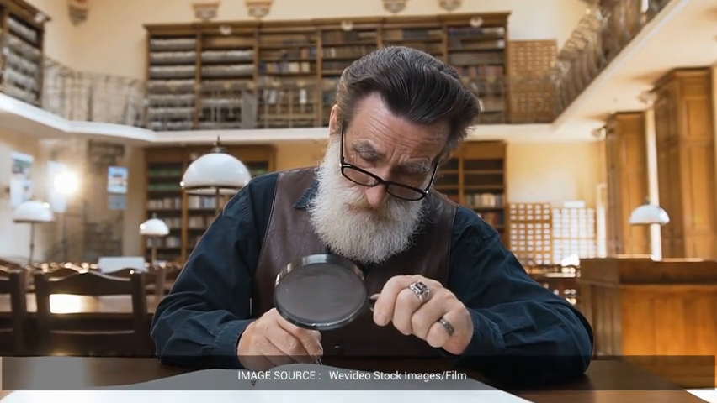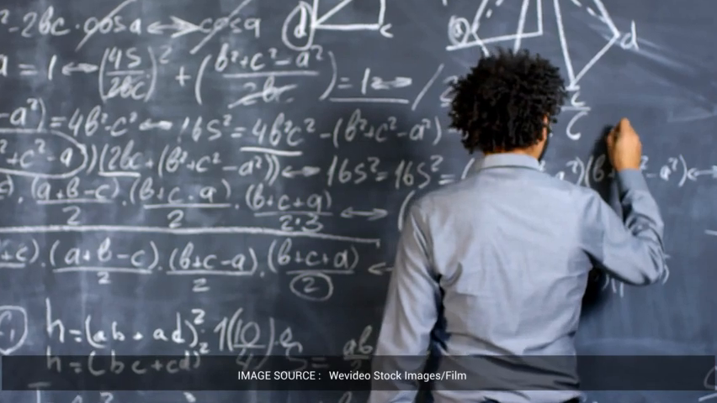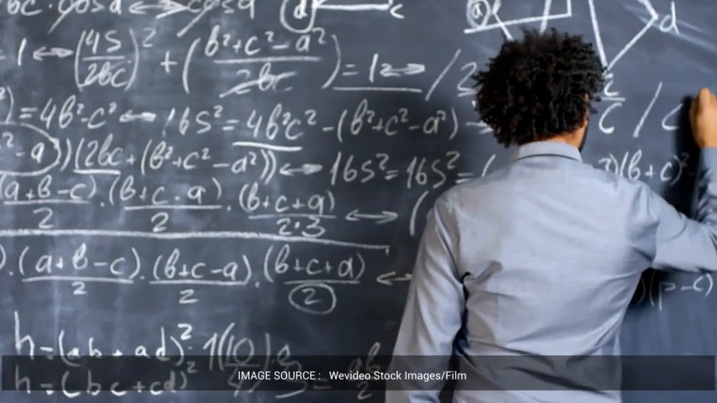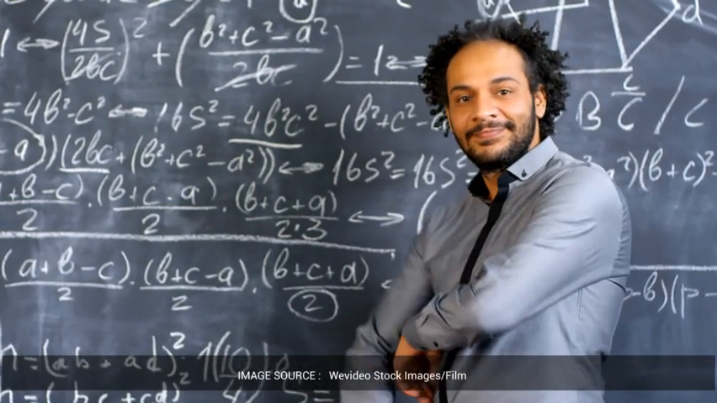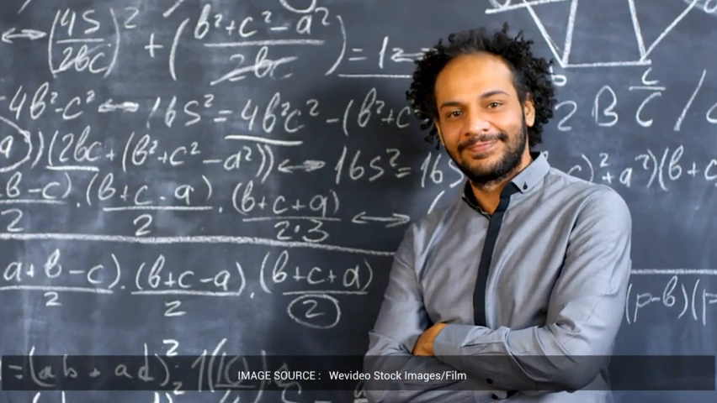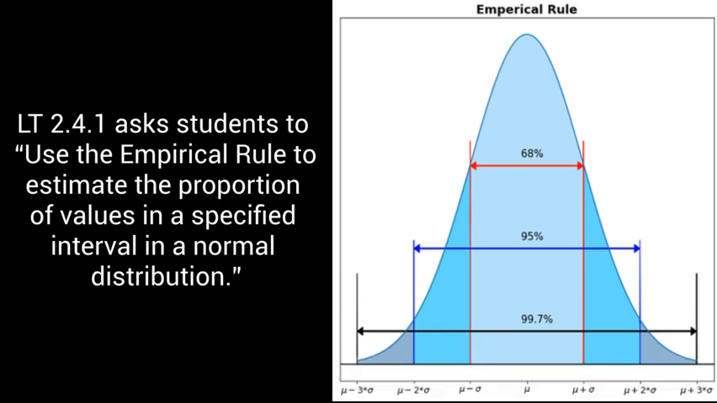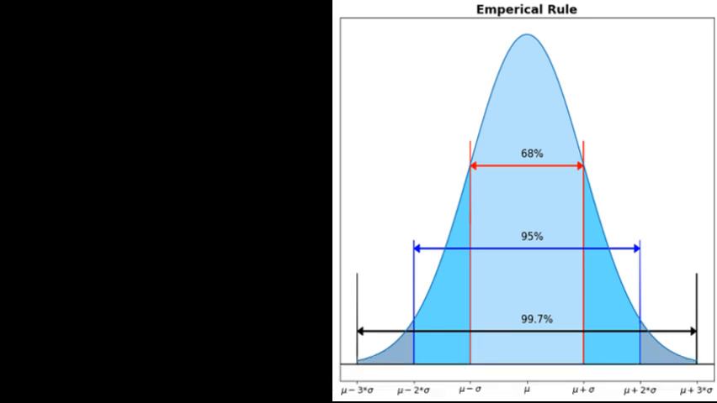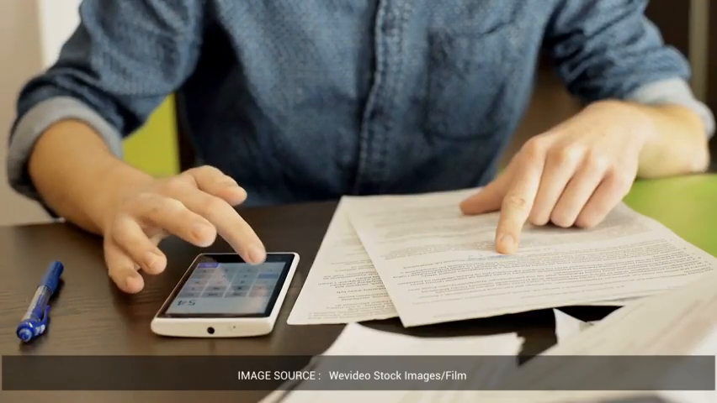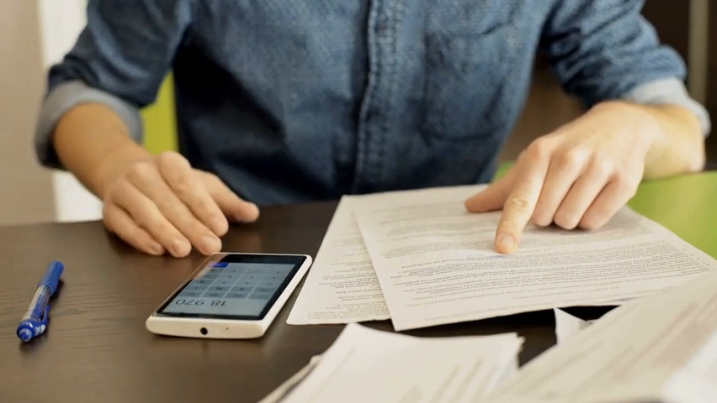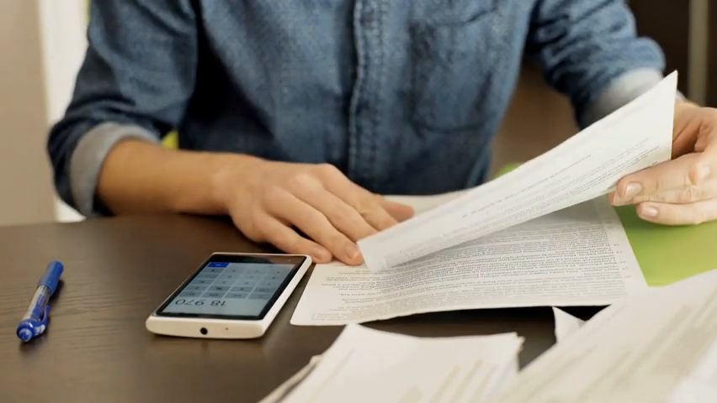What can we do with these z-scores beside understanding the individual score's distance from the mean? The answer is we can use them in calculations to see if a distribution of quantitative or number data is what we call normal. But first, we have to understand the empirical rule and the concept of a so-called normal distribution, which gets to learning target 2.4.1. Learning Target 2.4.1 asks students to use the empirical rule to estimate the proportion of values in a specified interval in a normal distribution.